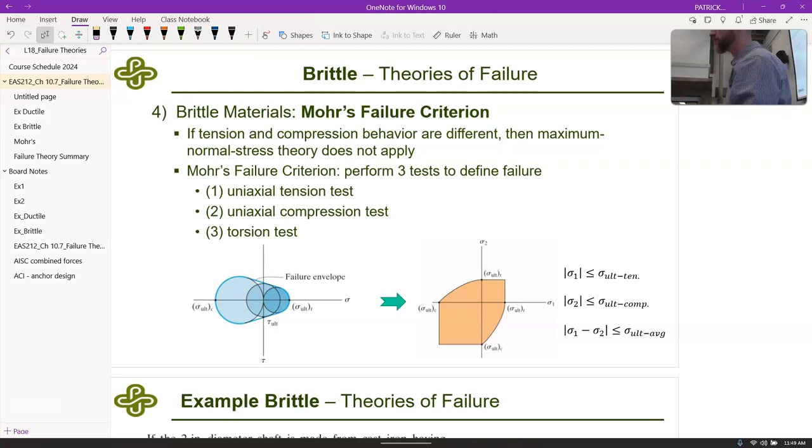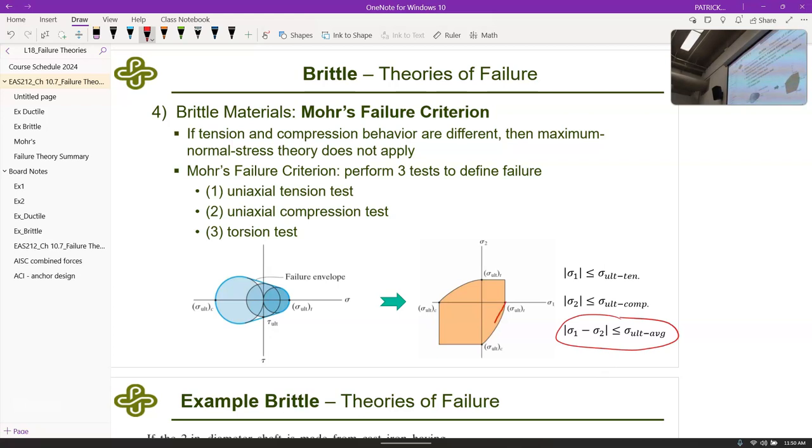Question? Yeah, so this here is more of a straight line. So that's how I would do that. What's that? Yeah, I mean, so that would account for the shear stress component. James?